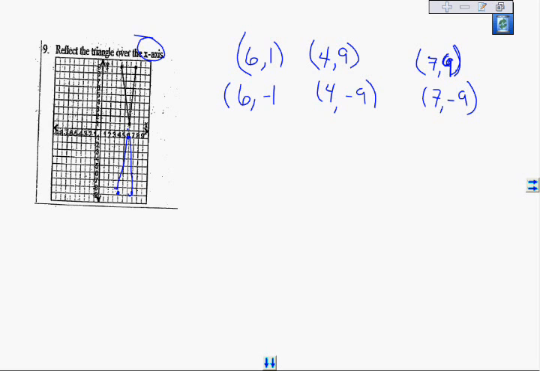Connect your dots. Remember, you have to double check this stuff because there's always the possibility that you made a minor mistake. So you're flipping over the x, draw a line on the x. If you were to fold this in half along that line, would they overlap? Yes, they would. And that's your homework for reflections, your key.